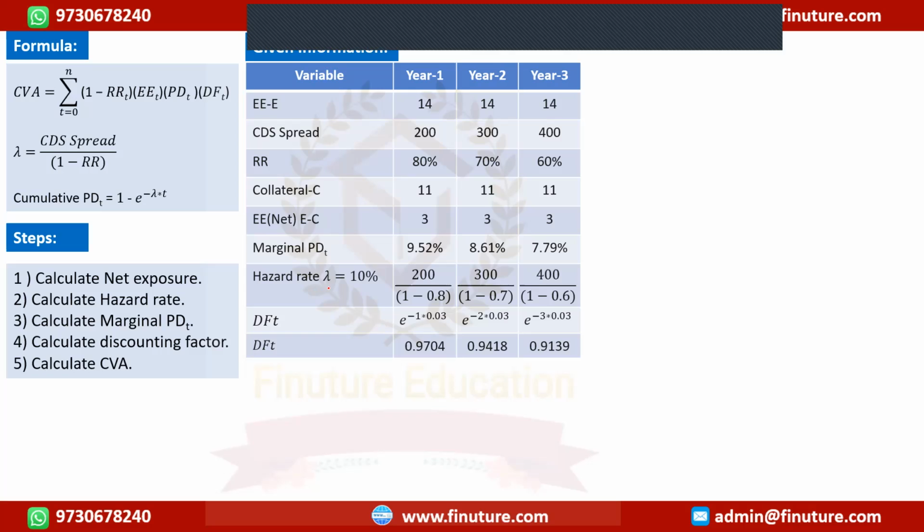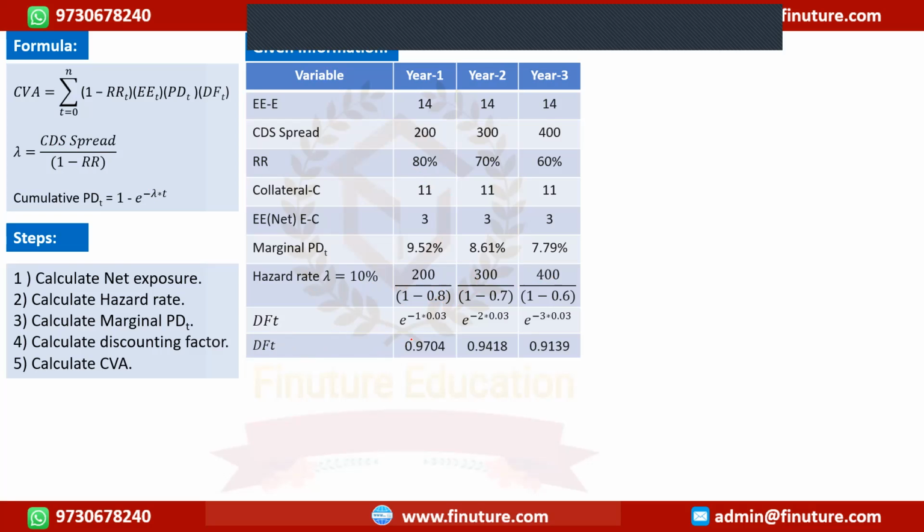And for hazard rate, you can see that it's a formula: CDS spread, which is in basis points, divided by 1 minus recovery rate, that is LGD. So it's 80%, so in the denominator it would be 20%, and the numerator is 200 basis points. If you calculate this, it would be 10%. Likewise, over here also it's 10%, and for year three also it's 10%. So we have directly written 10% over here.